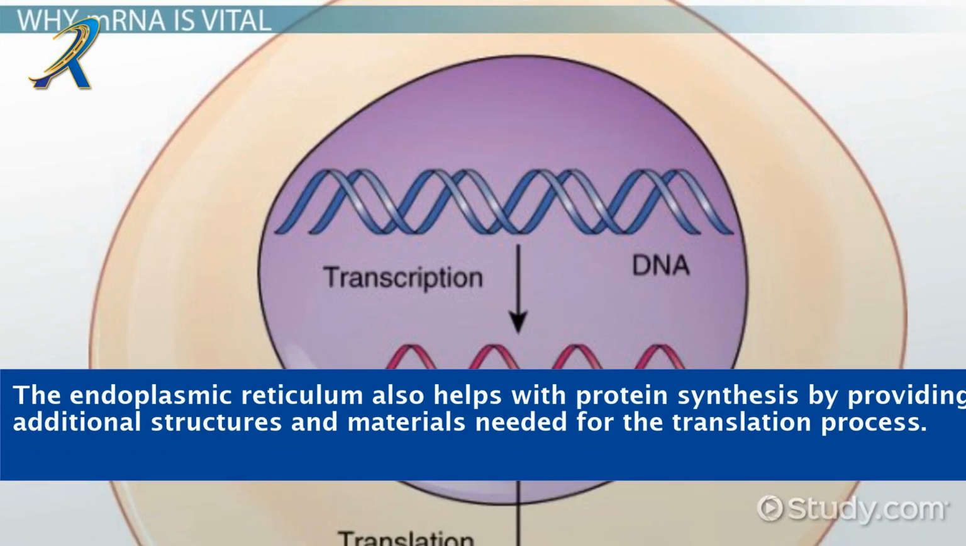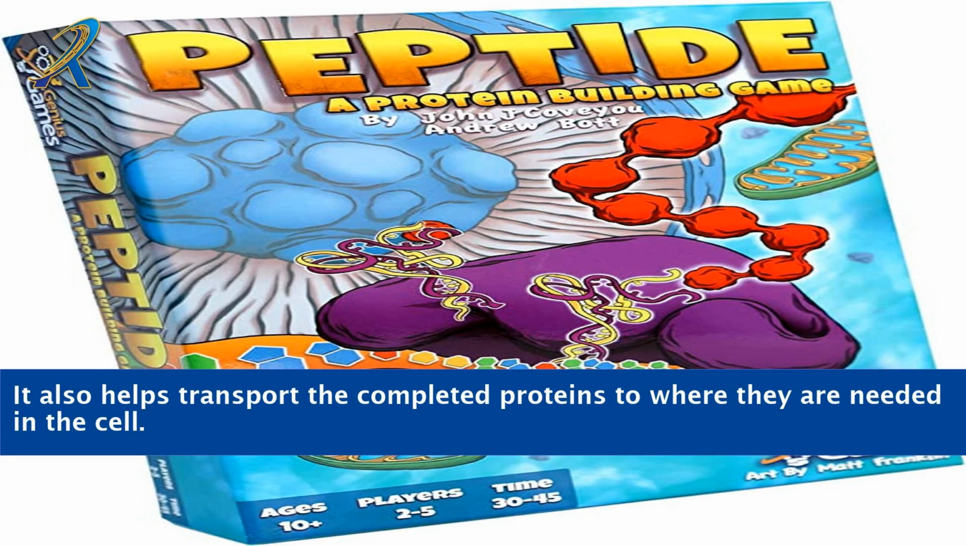The endoplasmic reticulum also helps with protein synthesis by providing additional structures and materials needed for the translation process. It also helps transport the completed proteins to where they are needed in the cell.